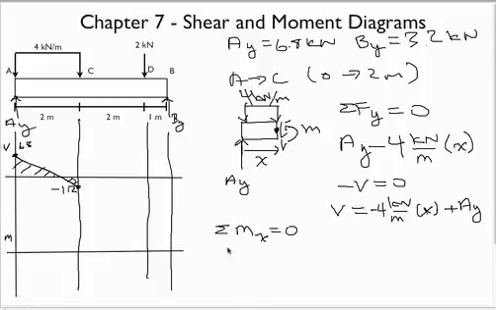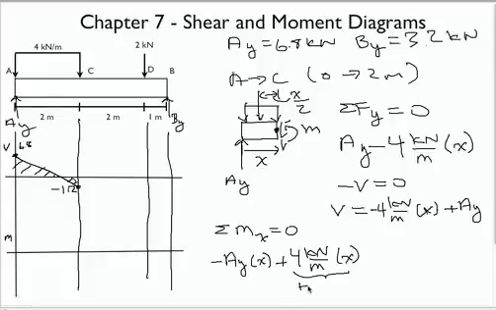So the first one, AY is acting distance X from the cut, and that's creating a negative moment, so minus AY times X. And then we have this distributed load, a section of the distributed load, 4 kilonewtons per meter. It has a reaction force that acts in the center of this cut section, so right here at x over 2 from the cut face. So that's a positive moment. So we have 4 kilonewtons per meter times x. That's the total force. And then we have to multiply it by the distance, x over 2.